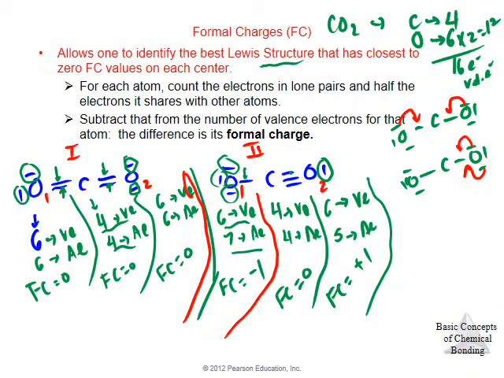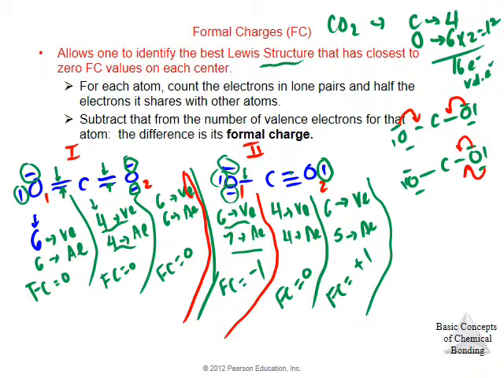One thing I wanted to tell you is that the CO2 structures we have drawn are neutral molecules. So formal charges added together must be equal to 0. And indeed, in structure 2, even though the first oxygen had -1, the second oxygen has +1. So when you add them up, it's 0. So total formal charge has to be 0 because the whole molecule is neutral.